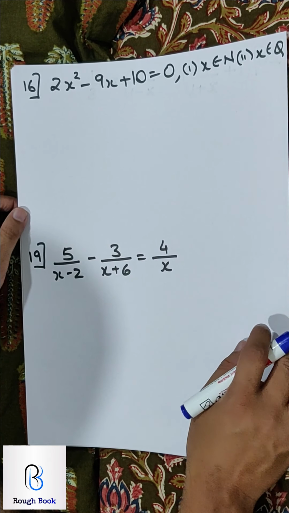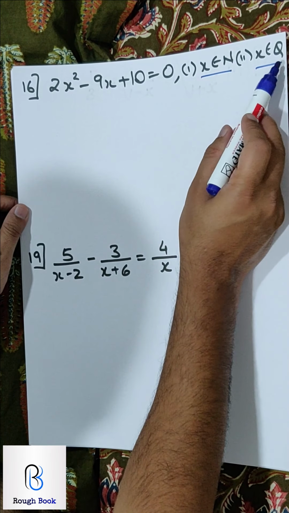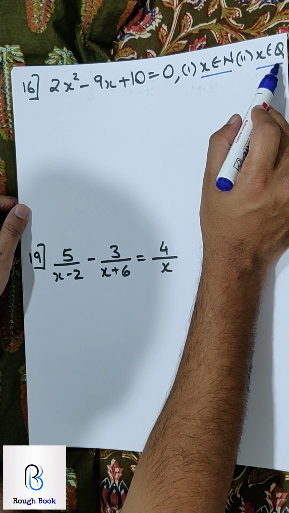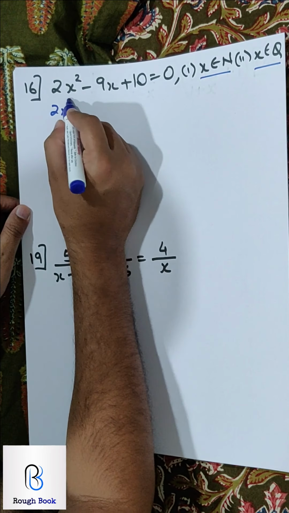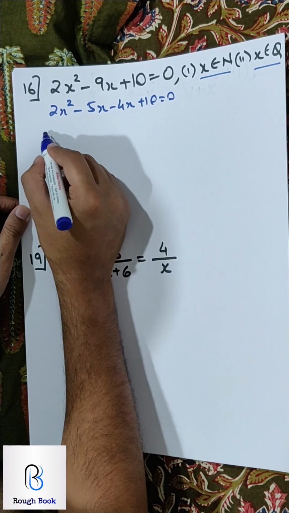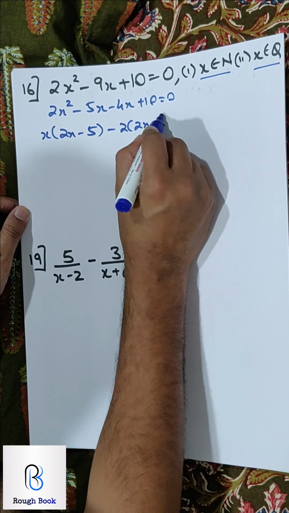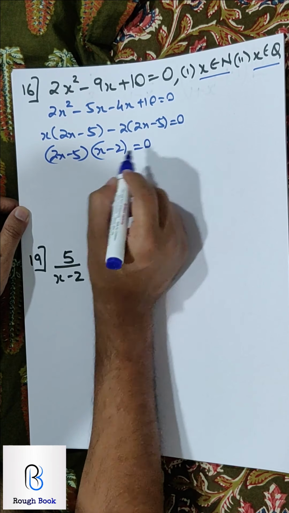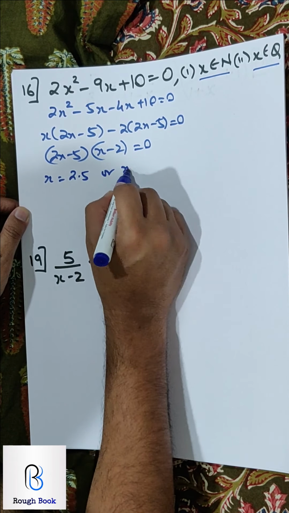So come on, sum number 16. They have given you two conditions. What if x belongs to natural numbers or x belongs to Q? Q means rational numbers. Okay, so decimals will be taken into consideration. So first you need to split the middle term. So for 20, so 2x square minus 5x minus 4. So x common, 2x minus 5, minus 2 common, 2x minus 5. So I get 2x minus 5, x minus 2, equals 0. So x is 5 by 2, that is 2.5, or x is 2.